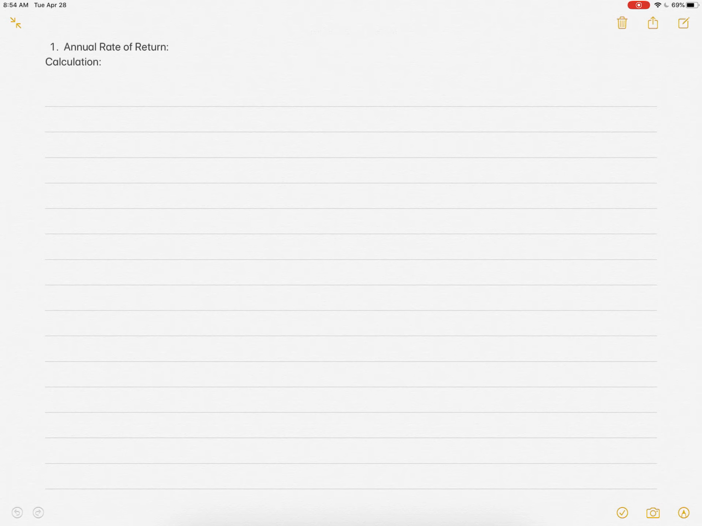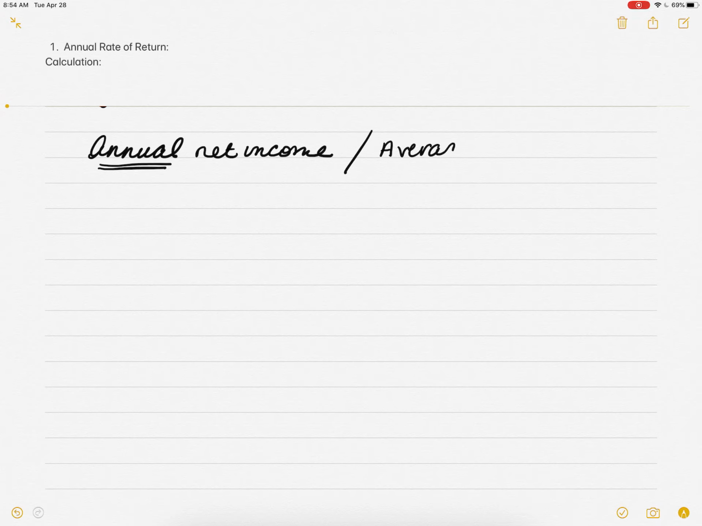The first one we're going to talk about is the annual rate of return. To do the annual rate of return, you're going to take your annual net income. You might want to underline that word annual. It doesn't always give you the annual net income. You might need to figure that out. And you're going to divide that by your average investment. This too you may have to figure out.